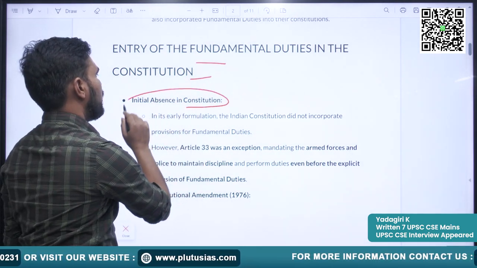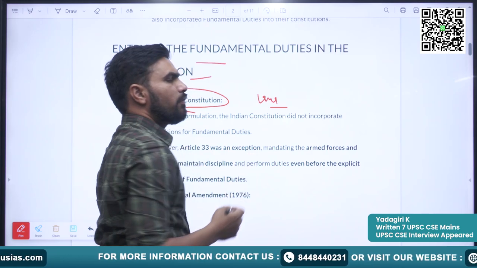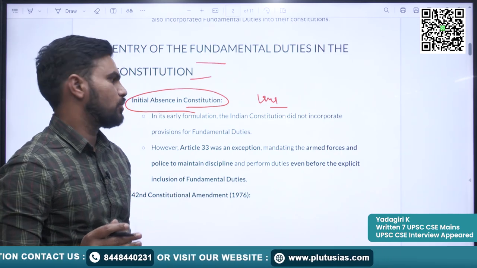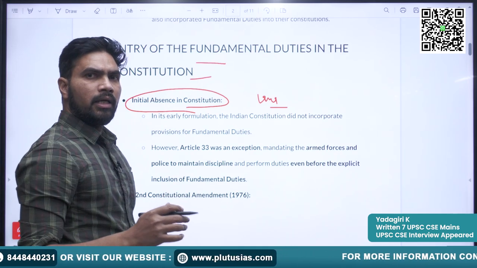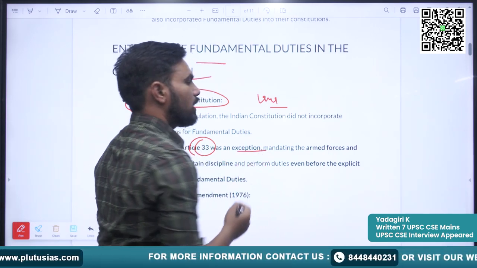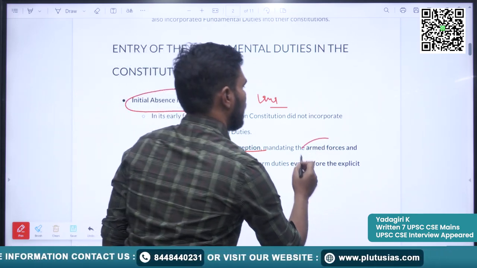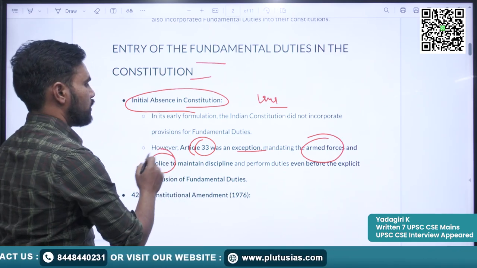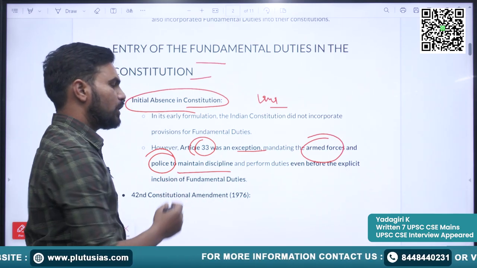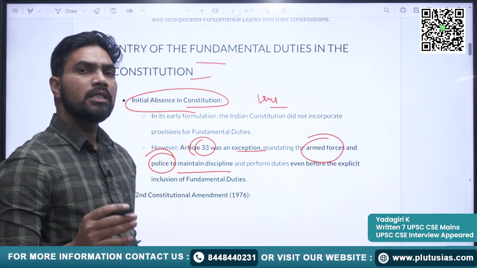Right. First of all, the fundamental duties were not there in the original constitution that was adopted in 1949. But indirectly, there were some duties under Article 33. The persons in the armed forces and the police forces are expected to perform certain duties. These duties have been provided to maintain discipline in the armed forces and security forces.